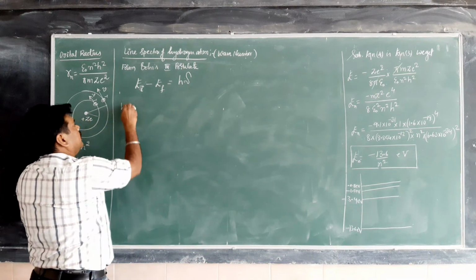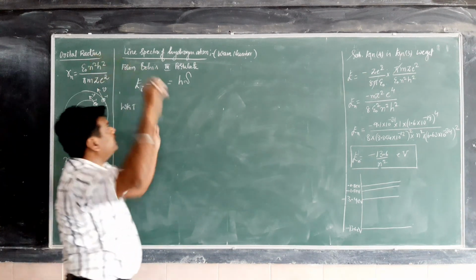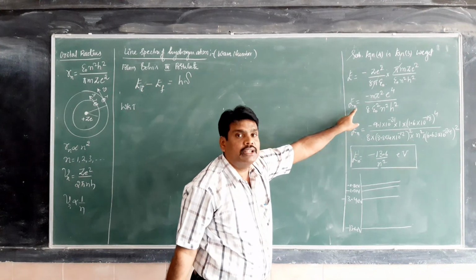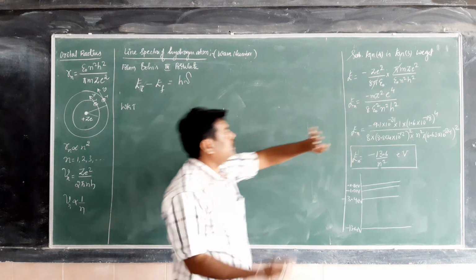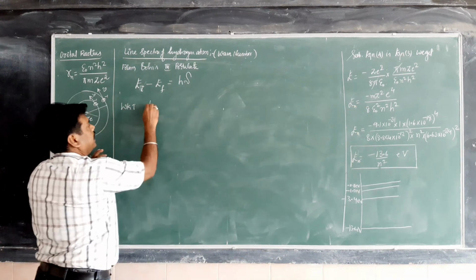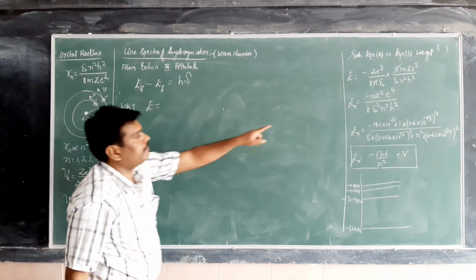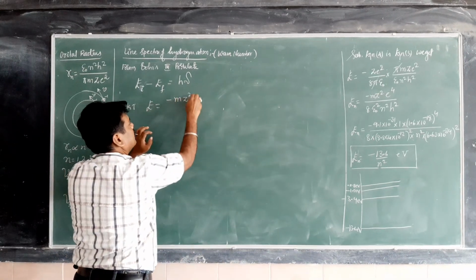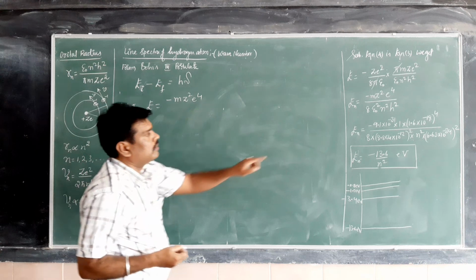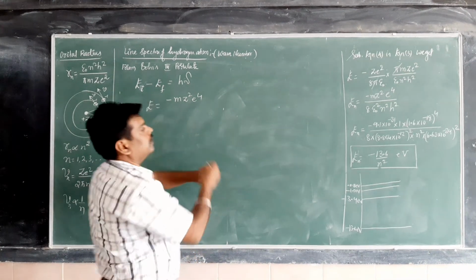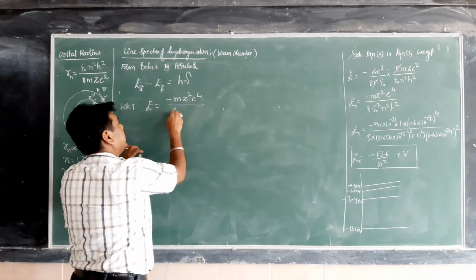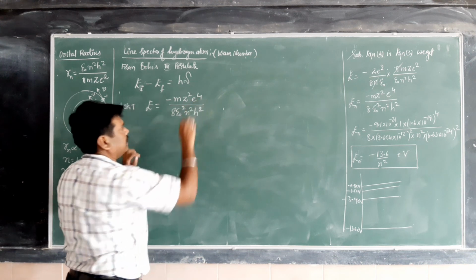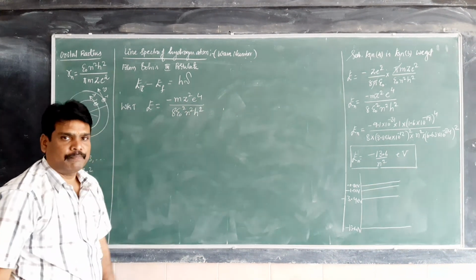So we know the formula for energy, already derived in the previous derivation. The energy of the nth orbit E is equal to, what is the formula for energy? Minus m Z square e to the power of 4 divided by 8 epsilon naught square n square h square. This is the formula for energy.